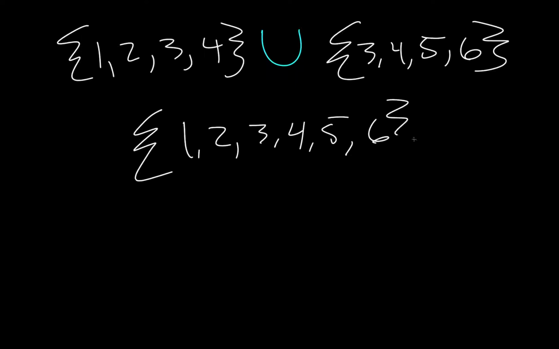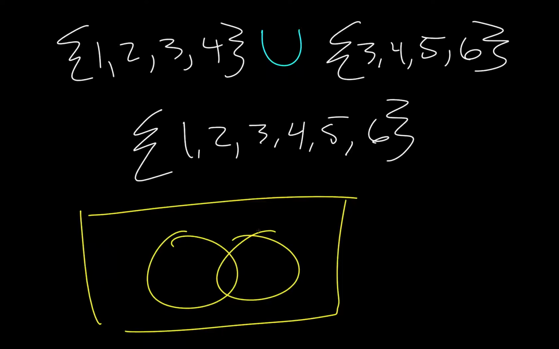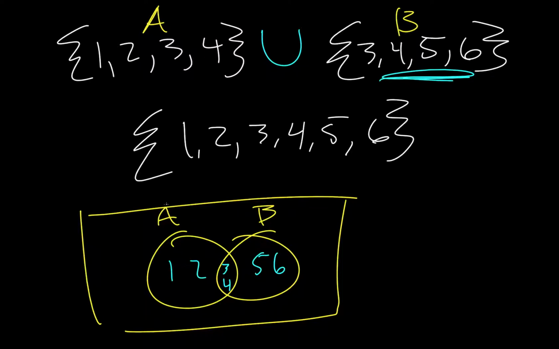So you're not going to write things that already show up twice. You only write them once. Okay? And so if we draw a Venn diagram, if we called this set A and this set B, this would be A, this would be B. So 3 and 4 would be right here, and then 1 and 2 would be right here, and then 5 and 6 would be right here. So if we're only looking at B, we have 3, 4, 5, 6, like we do right here. And then if we're only looking at A, we have 1, 2, 3, and 4.